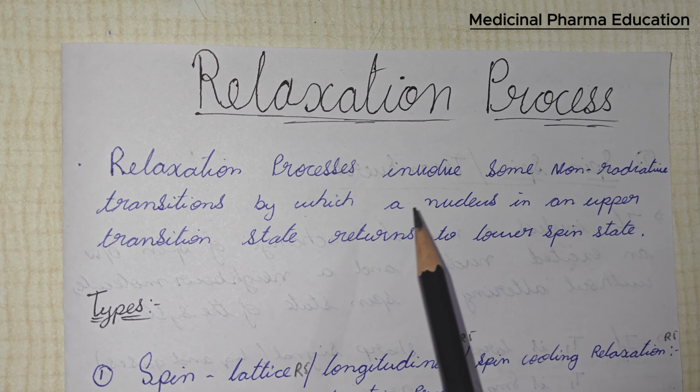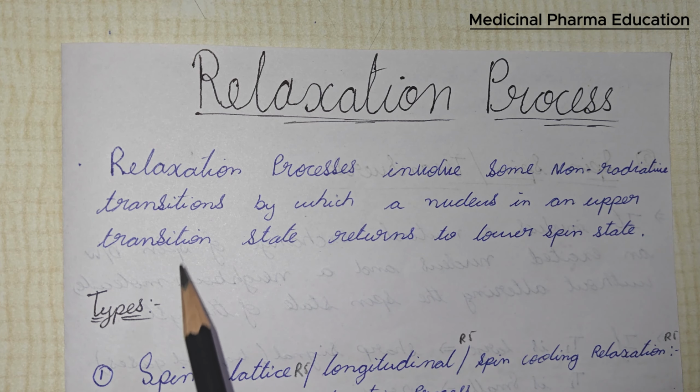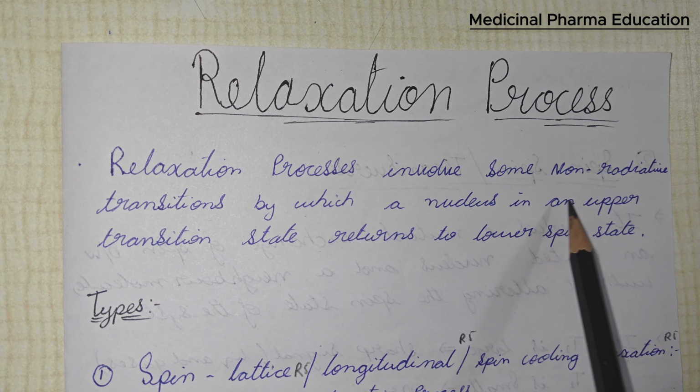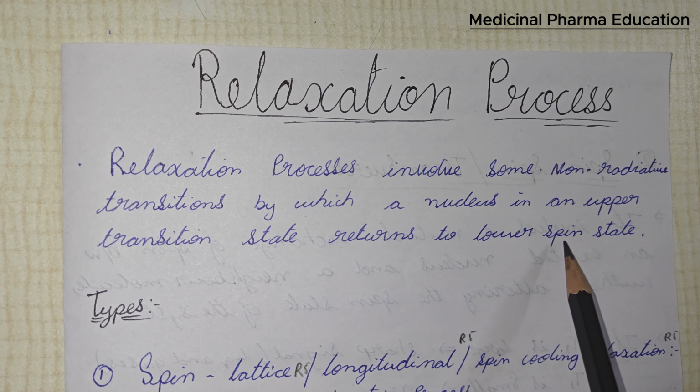Relaxation process involves some non-radiative transition by which a nucleus in an upper transition state returns to a lower spin state. What is meant by relaxation? In common terms, relaxation is calming ourselves. If we are running 10 kilometers, after that we relax for a bit of time to regain the energy. That is called relaxation. Relaxation is nothing but removing the stress from the body.